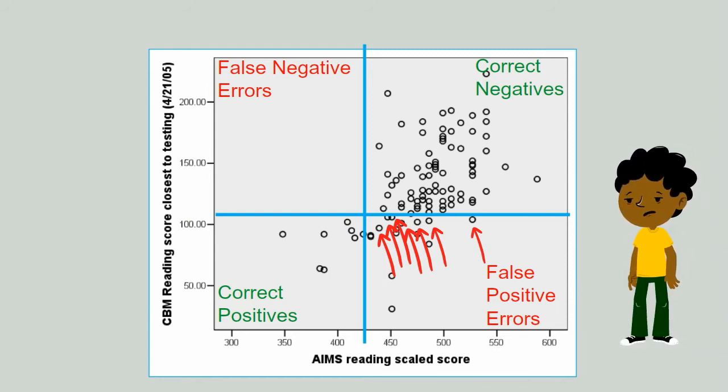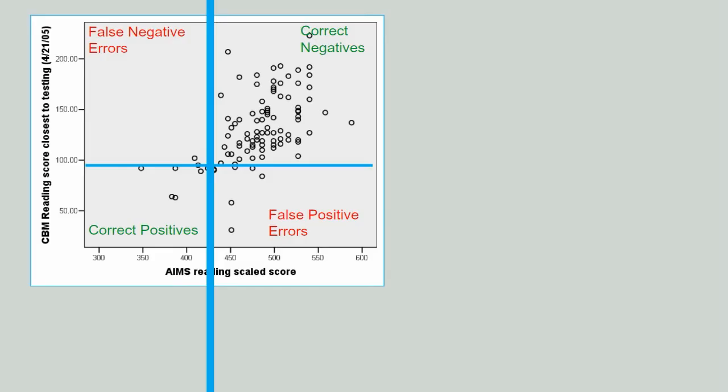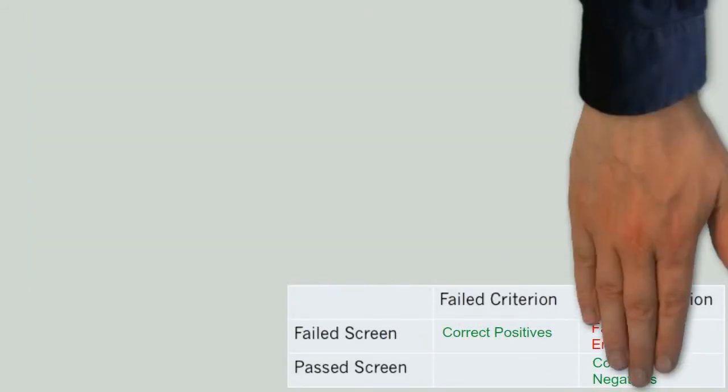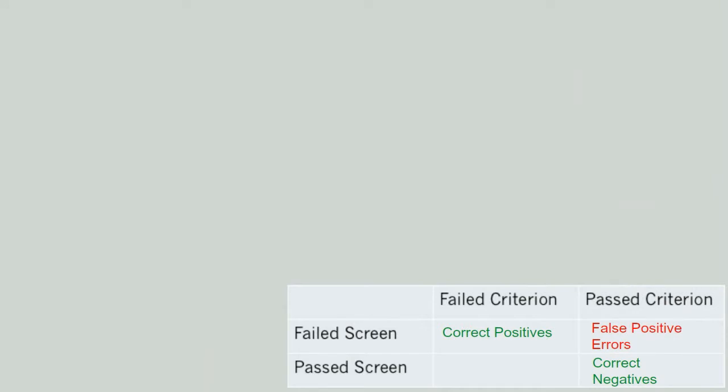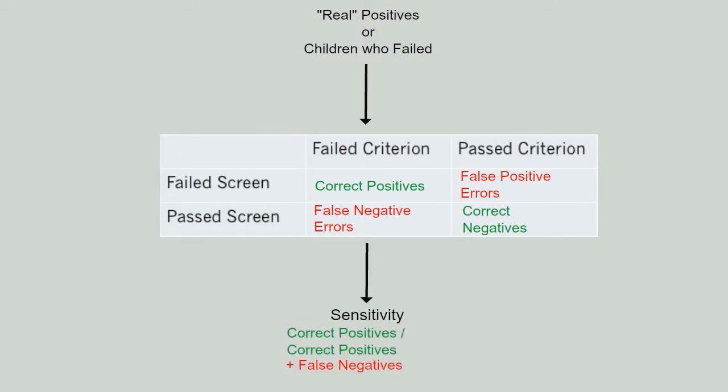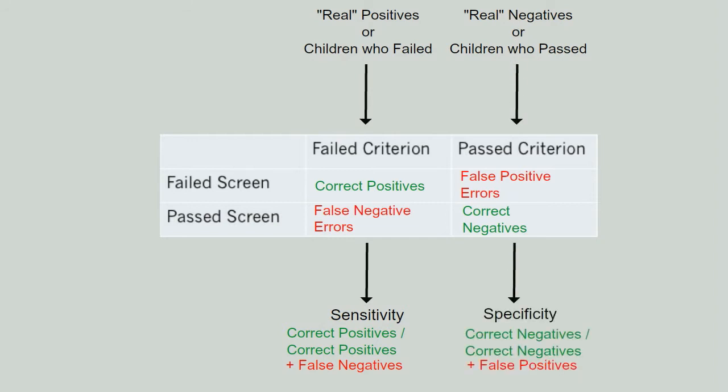The scatter plot becomes a contingency table, and regardless of the analytic approach you take, ultimately the number of correct positives go here, correct negatives go here, false positives go here, and false negatives go here. On the left, we have all of the real positives, which are the children who will really fail. From these, we compute sensitivity. On the right, we have all of the real negatives, which are the children who will really pass. From these, we compute specificity. From sensitivity and specificity, we compute everything else.